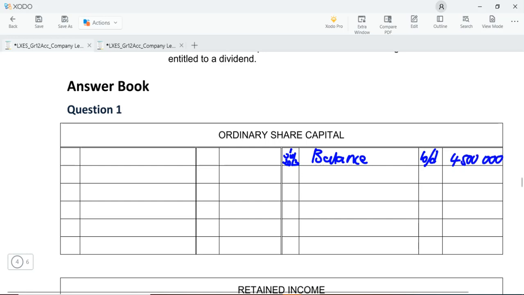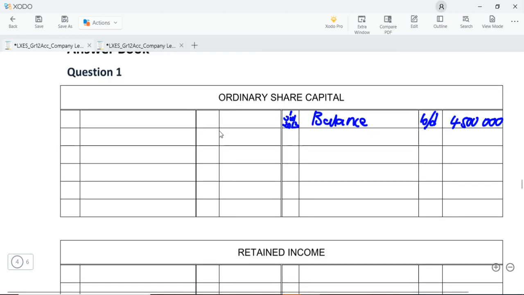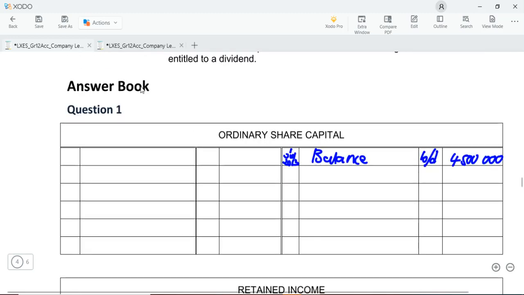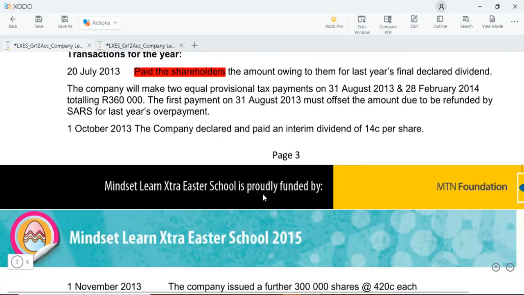You need to keep a record of the number of shares that were issued so that you can calculate your average price as we proceed with the lesson. So let's continue. We now know that the number of shares they've issued is 1,500,000, and this gave them 4,500,000 rand. We're going to need this. Then let's continue.